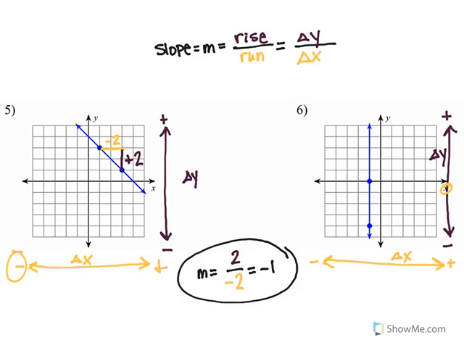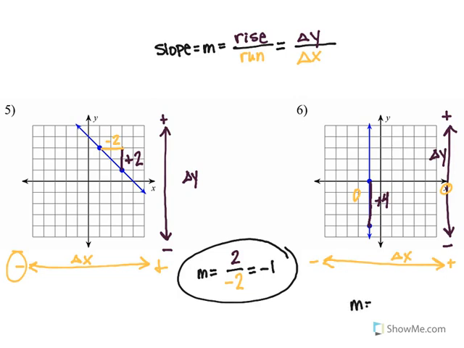Okay, so this one's a little tricky. We have a rise of 1, 2, 3, 4. So +4 is our rise. Our run, however, though, is 0. We don't move anywhere in the x direction. It stays in the same place. So let's see what that gives us then.